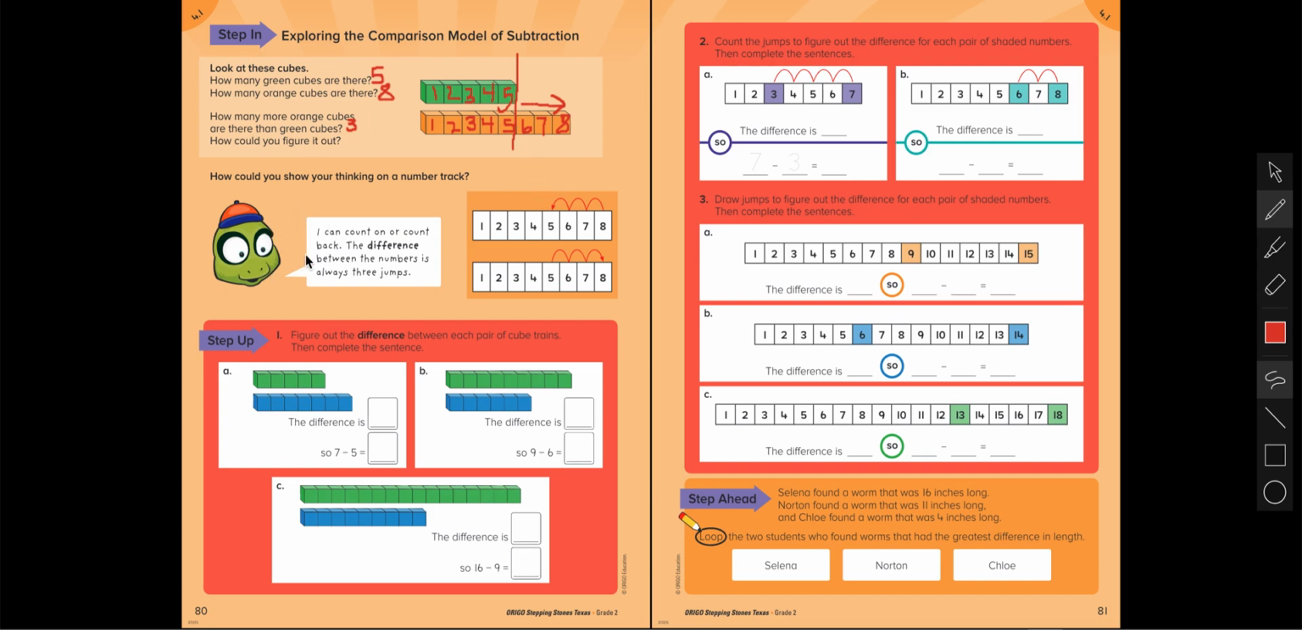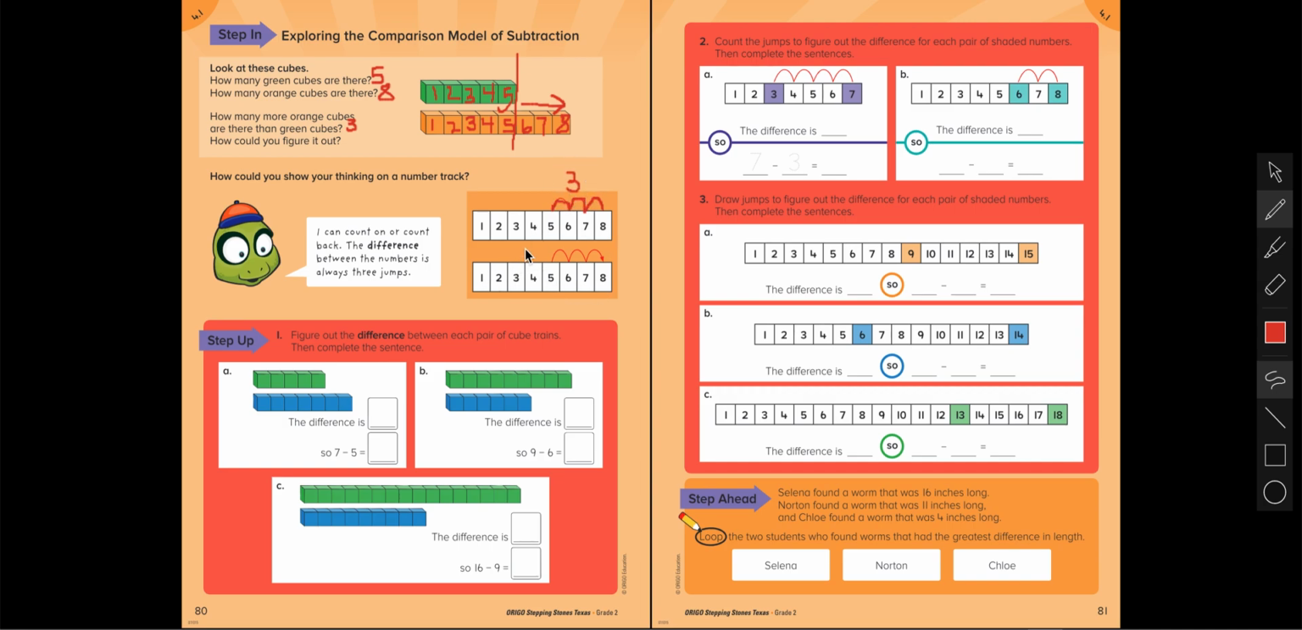Now let's take a look at how he solved the problem. He solved it using a number track. You could use the number line that I talked about that you have in your toolkit. He said I can count on or count back, so he's either adding or subtracting, and then he's going to find the difference, which is always 3 jumps. With the first number track, he started with the number 8, his largest number, and went back 1, 2, 3. He found that he had 3 jumps when he counted back.